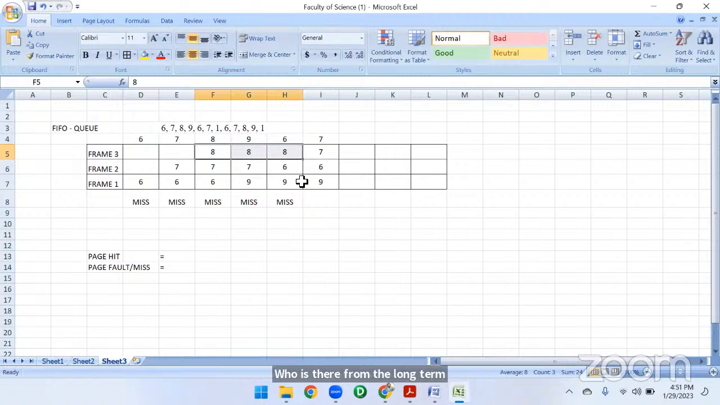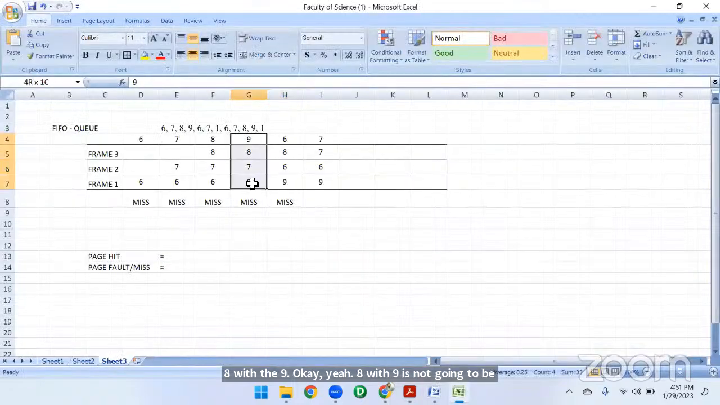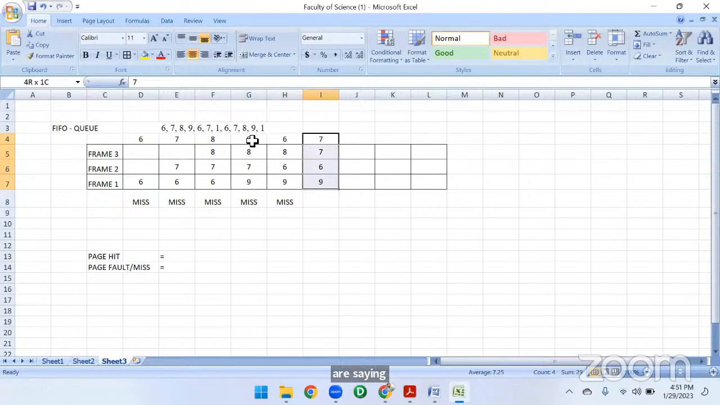Sir, can't we change this 8 with 6? Sorry, I can't hear your voice clearly. Can we change this 8 with 9, sir? 8 with 9 is not going to be replaced. Why? Because here this one, right? You are saying this one only, or Frame 3, sir?